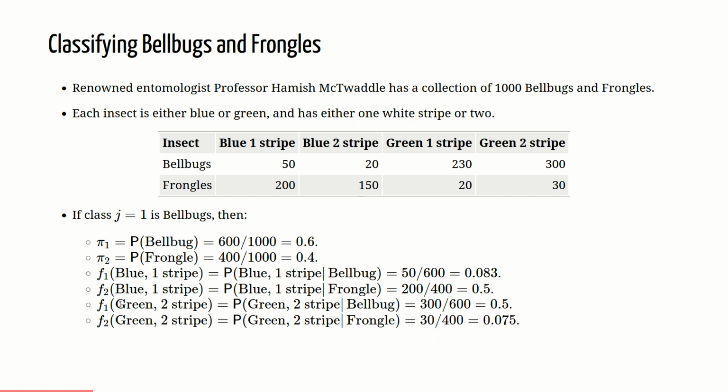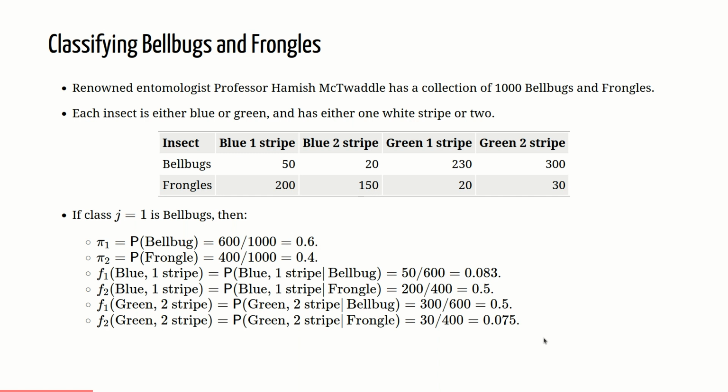Okay, and just another example. What's the probability of being a green 2 stripe if you're a bellbug? We're doing F1. Remember, group 1 was bellbugs. So again, we're looking at green 2 stripes. There's 300 of them out of 600, so that's 0.5, and there's only 30 out of 400 for the frongles. So again, looking at these two numbers, if you saw a green 2 stripe, you might suspect it's a bellbug over and above the frongle. But again, you have to take into account the frequency information.